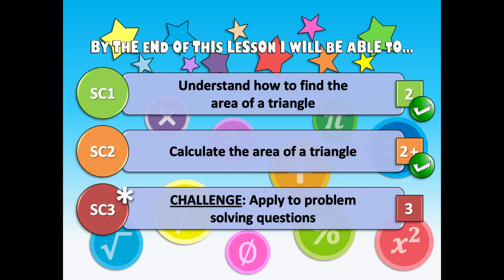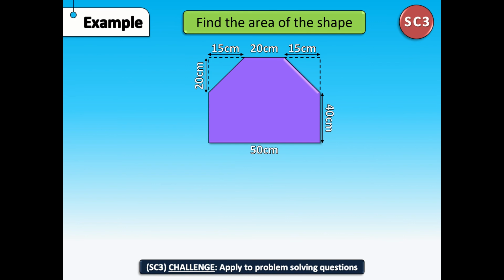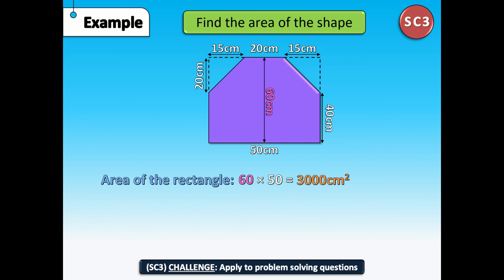So now we're going to move on to number 3, and this is to apply to problem solving questions. So we want to find the area of this shape. So the height of the shape would be 60 centimeters. So the rectangle that surrounds it would be 60 times 50. So that's 3,000 centimeters squared.